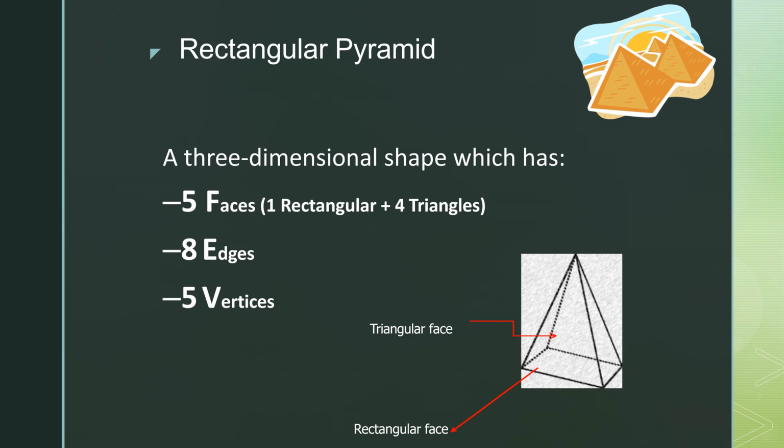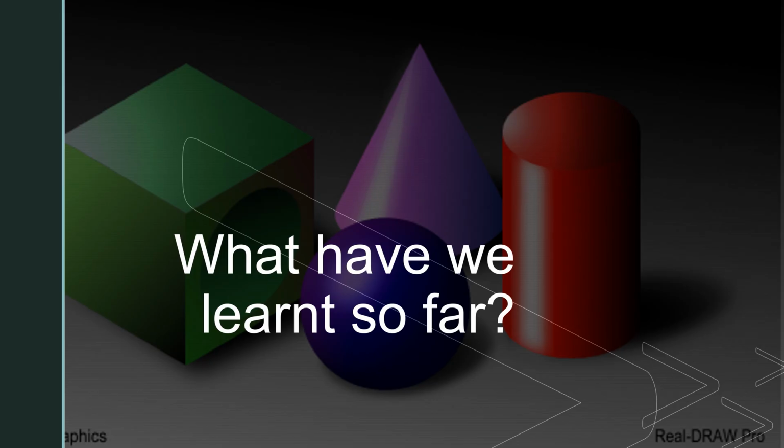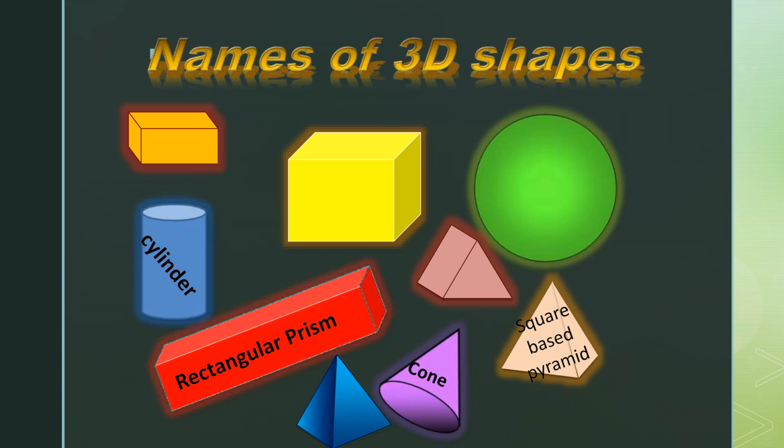So the definition is very important for you to be able to know the number of faces, the number of edges, and the number of vertex for every 3D object. Okay, so what have we learned so far? We've been able to check out the names of 3D shapes, some of which are mentioned here: cylinder, rectangular prism, cone, square-based pyramid. Let's see if we can identify the other 3D shapes. We have a cuboid, we have a cube, we have a sphere, we have a triangular-based pyramid, and we have a triangular prism.